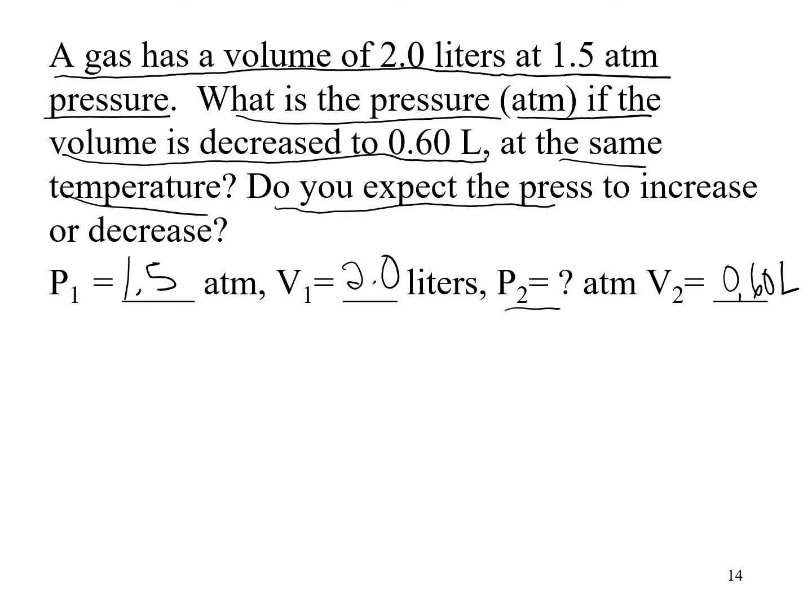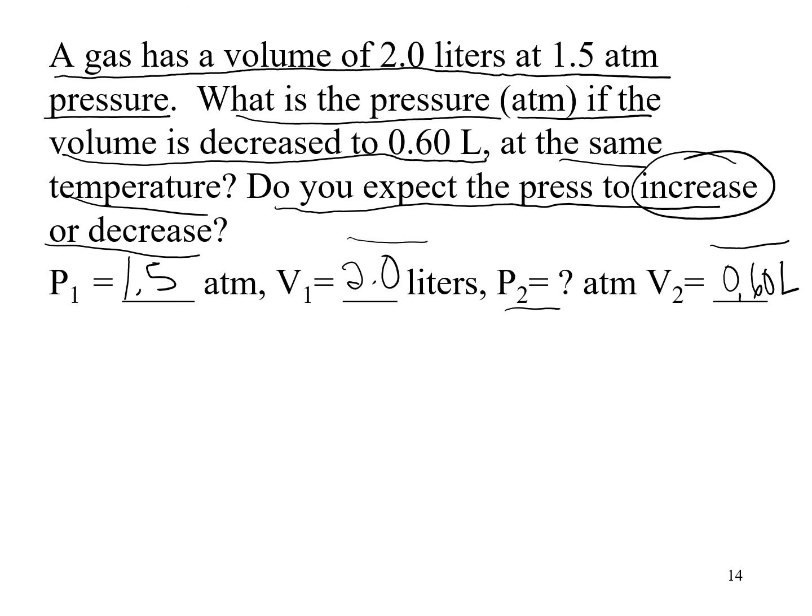Now we can look at the second question. Do you expect the pressure to increase or decrease? So our initial pressure is 1.5. We want to see if that gets smaller or larger. So we can look at our volumes. We started V1 of 2.0 liters. The volume decreased to 0.60 liter. In order to have a decrease in volume, you must increase the pressure. So we can check our final answer and see if it's larger than 1.5 atms. Then that'll give us an idea if we set up the problem correctly.